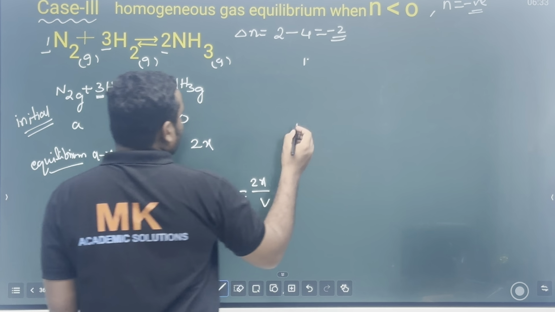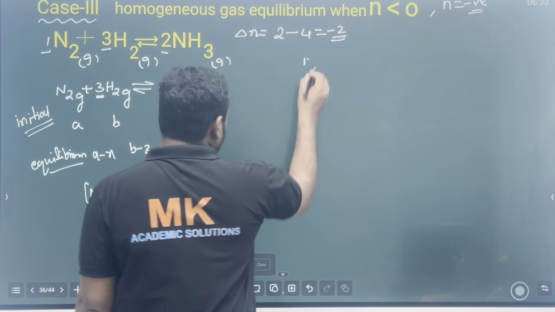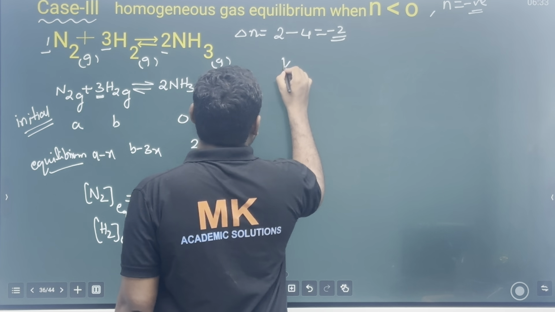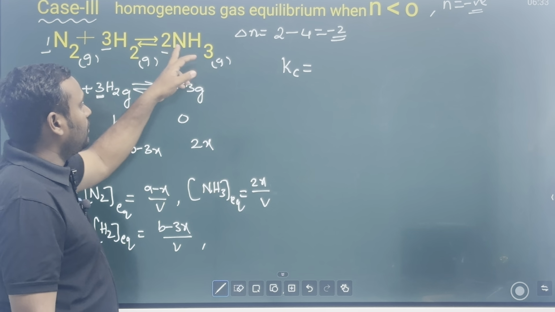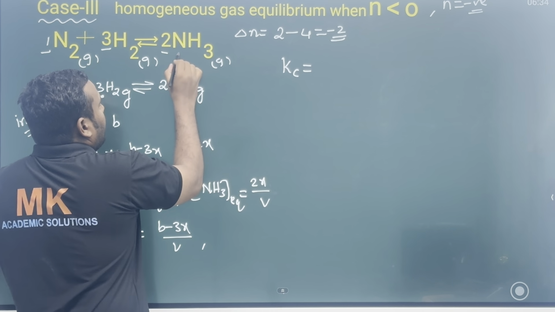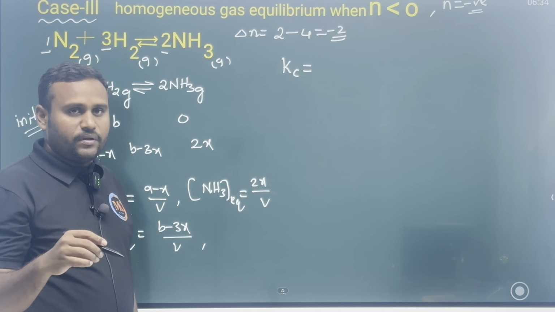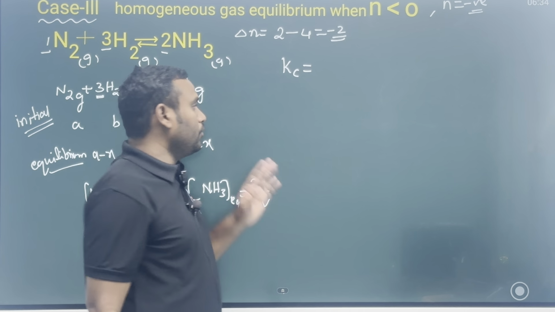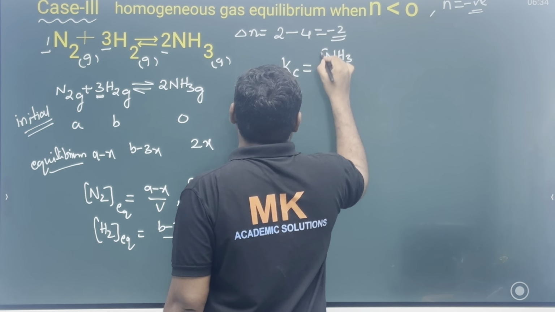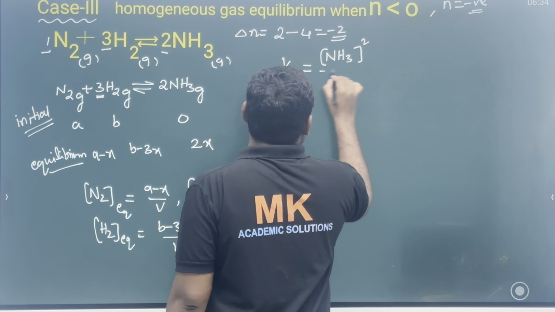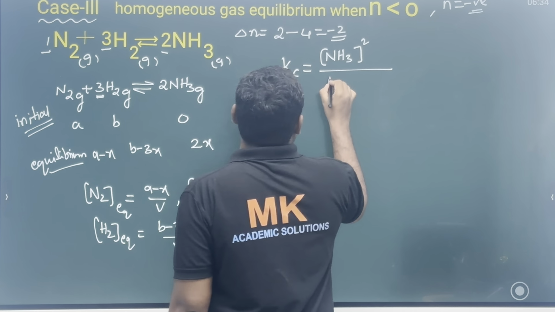Okay, so what is the Kc here? How can we write the Kc? Kc is equal to the equilibrium concentration of products by concentration of reactants, raised to their stoichiometric coefficients. So Kc is equal to NH3 squared by N2 and H2 concentration cubed. This is the Kc expression.